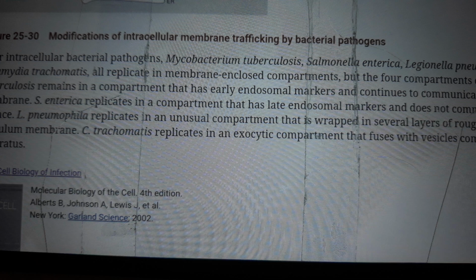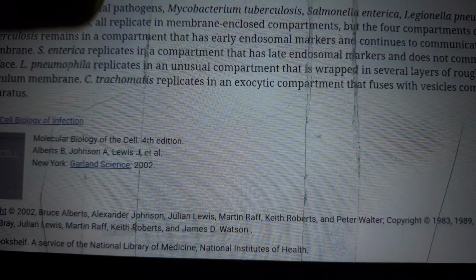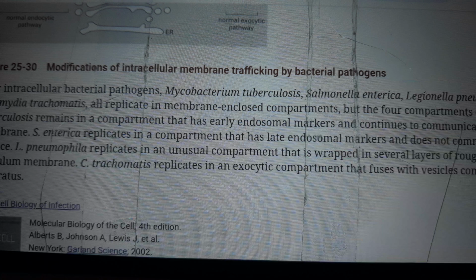M. tuberculosis remains in a compartment that has early endosomal markers and continues to communicate with the plasma membrane. S. enterica replicates in a compartment that has late endosomal markers and does not communicate with the surface.